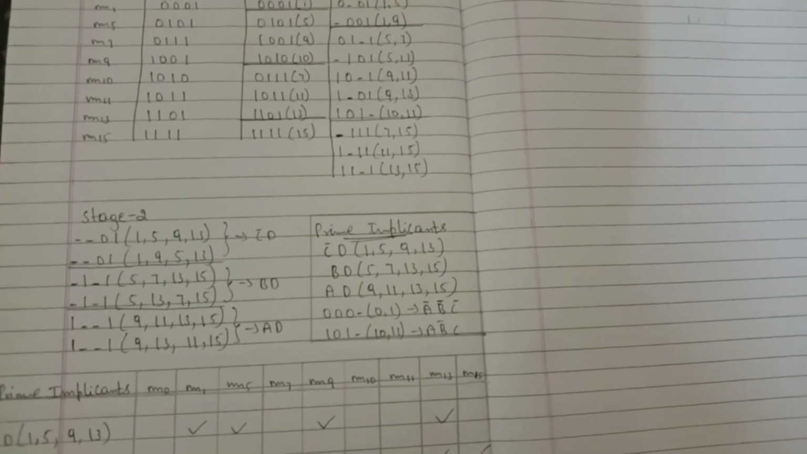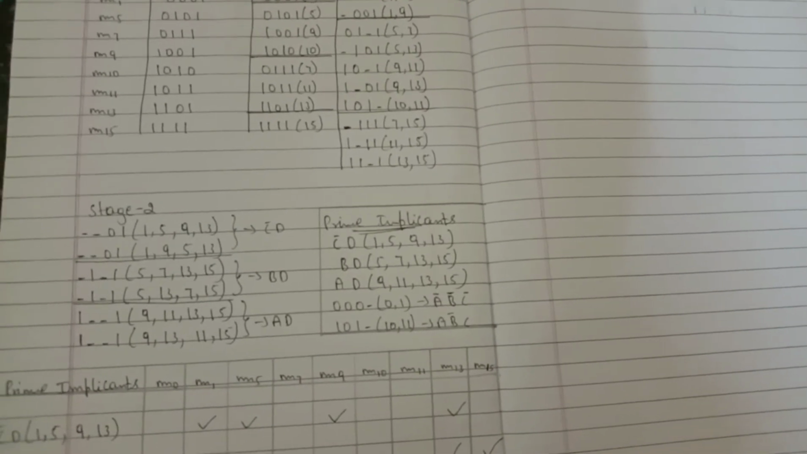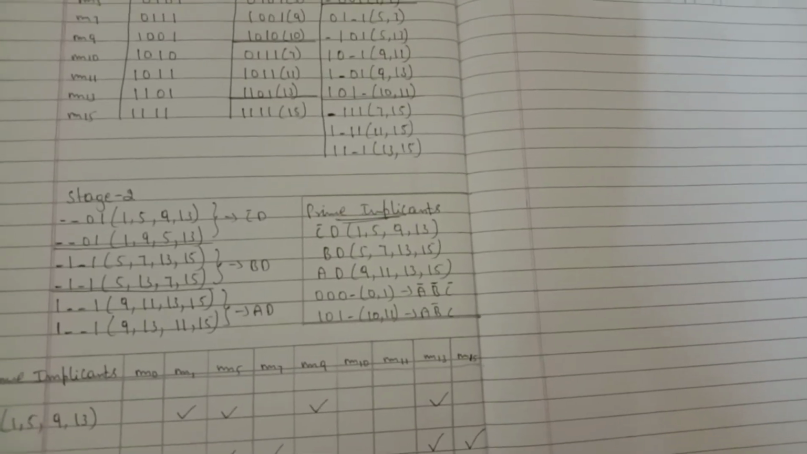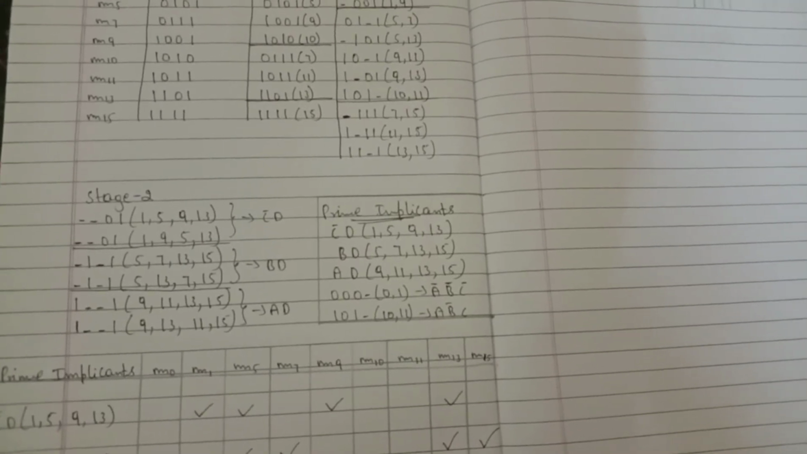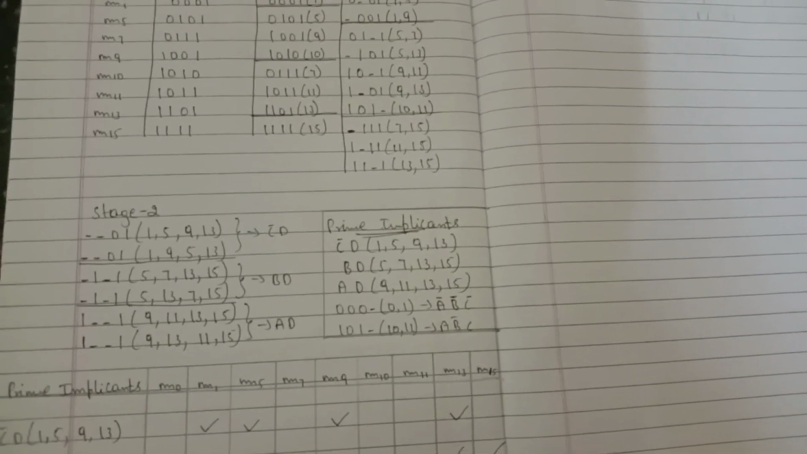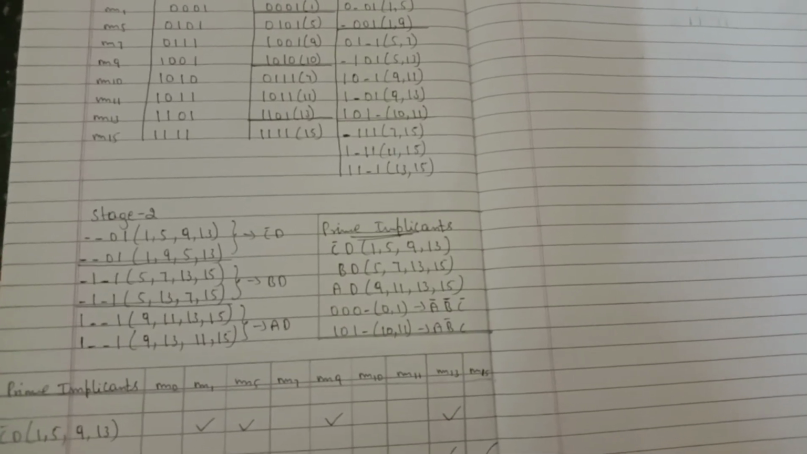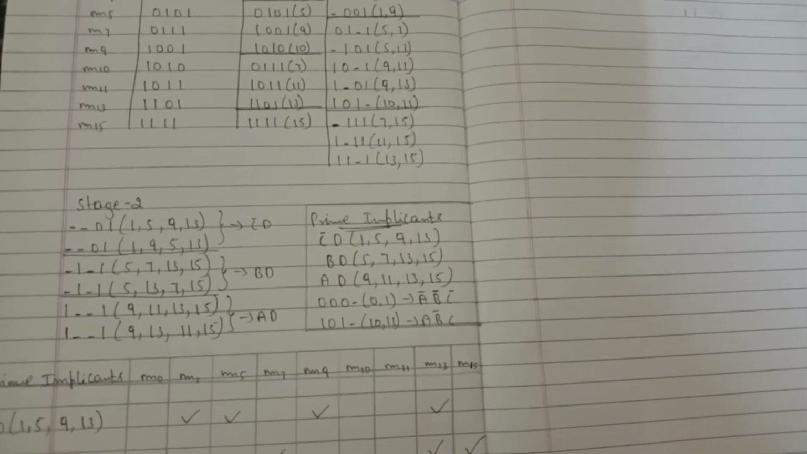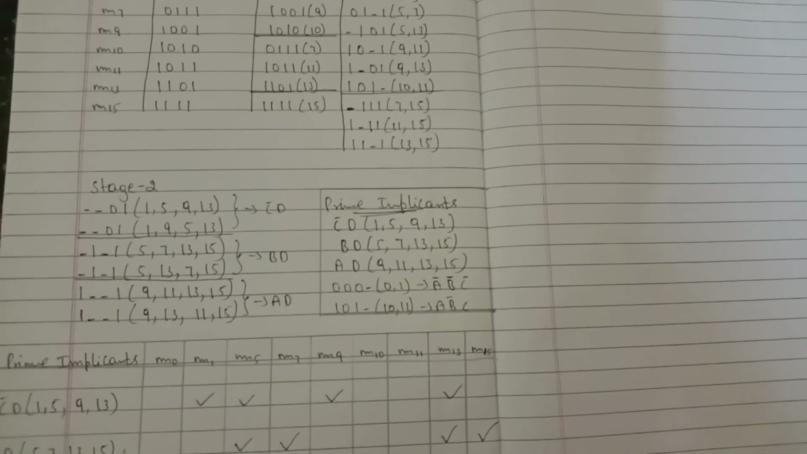So we got the prime implicants as C bar D, that is 1, 5, 9, 13, BD, that is 5, 7, 13, 15, AD 9, 11, 13, 15, and 0, 0, 0 dash, 0, 1, that is A bar, B bar, C bar, 1, 0, 1 dash, 10, 11, A, B bar, C.